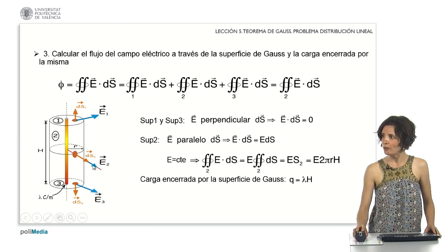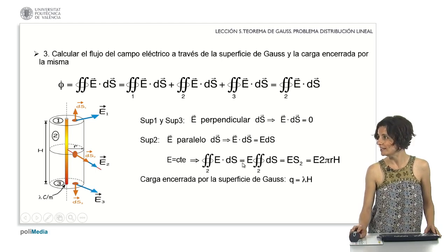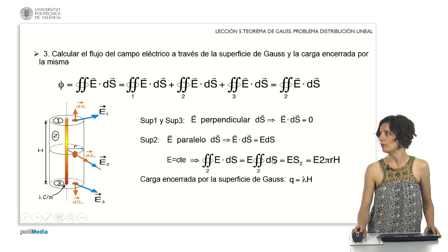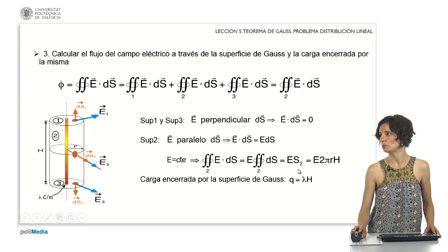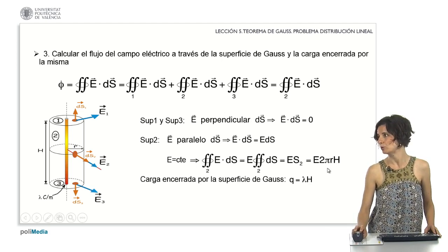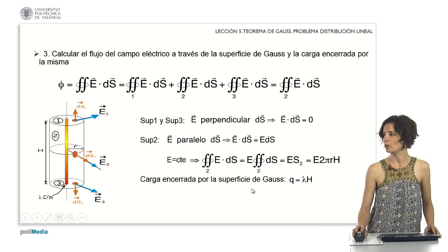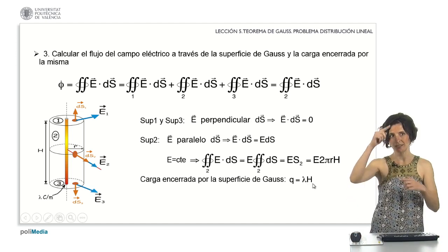It is also true that all points on this lateral surface are at the same distance r from the wire. Therefore, the modulus of the electric field is constant and can be left out of the integral, leaving the flux equal to the modulus of the electric field times the area of this side surface, S2, which is equal to 2 pi times r times uppercase H. The charge enclosed by the Gaussian surface is lambda times the length h of the cylinder.